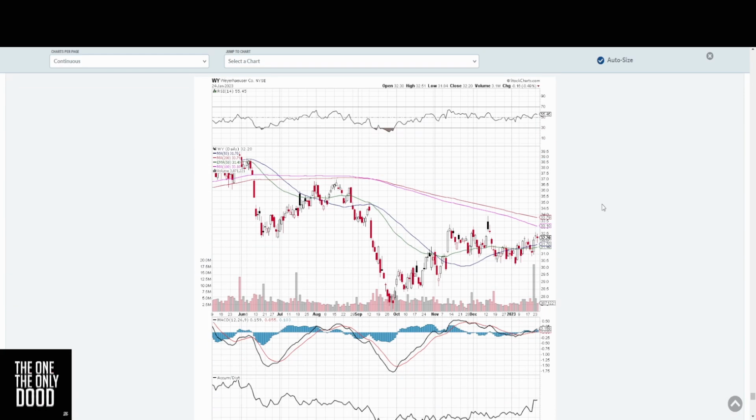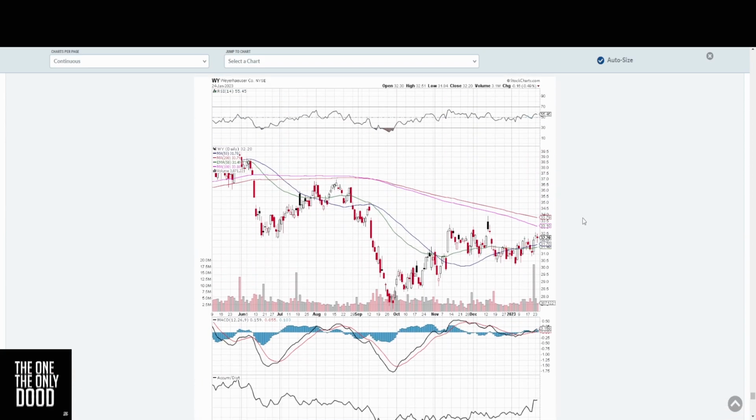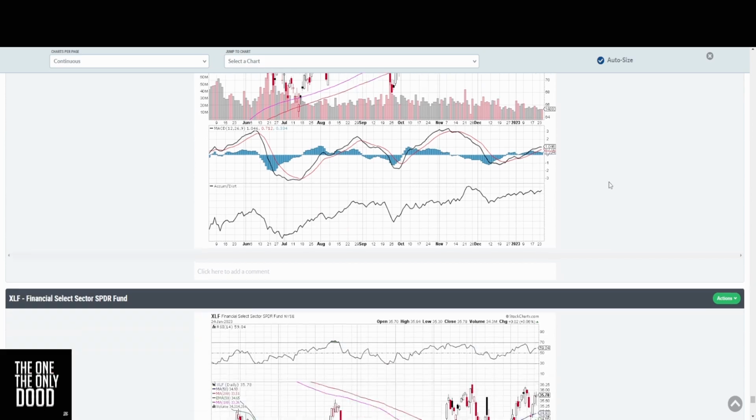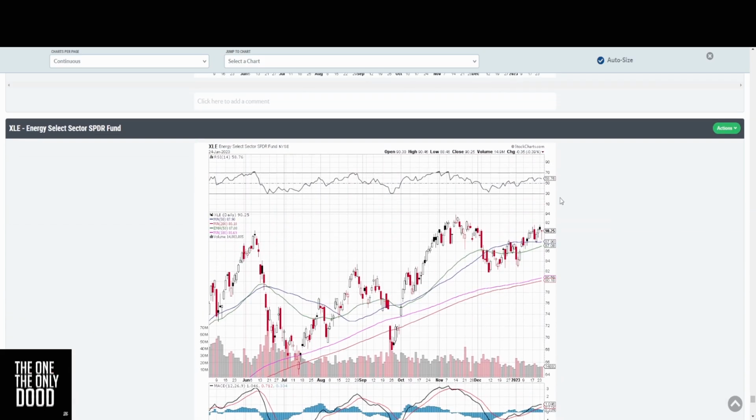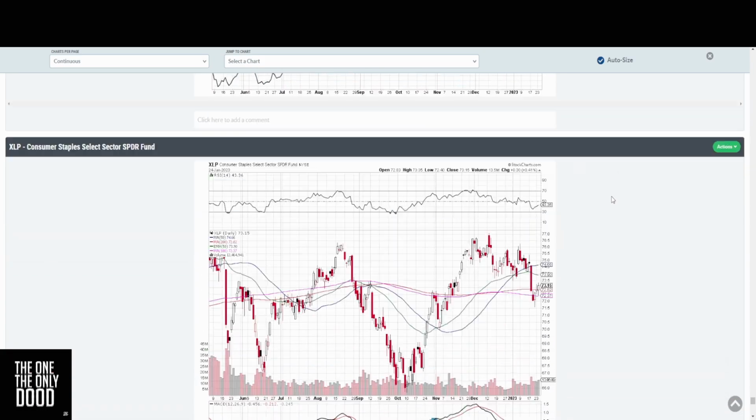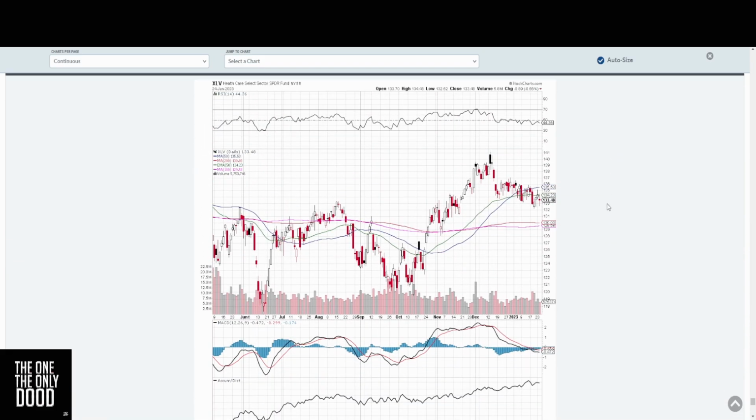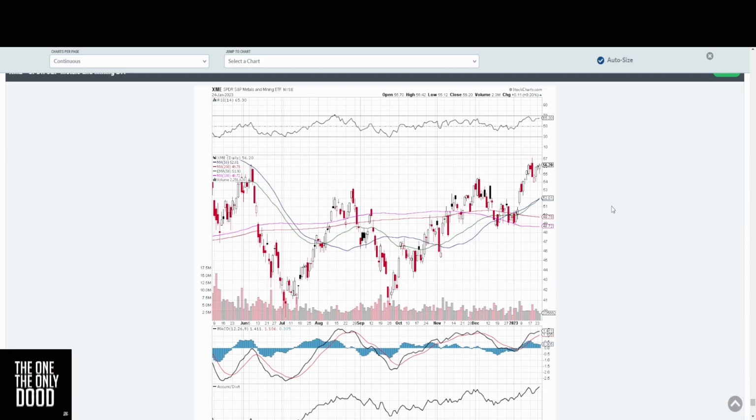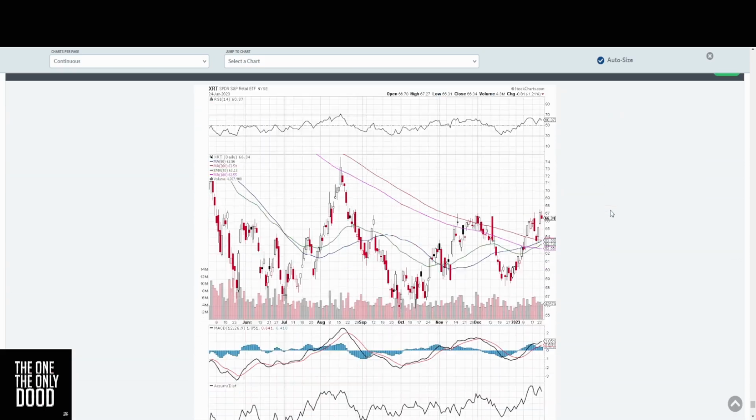Yeah. Let's see here. XLE looks bullish. Matches with XLV2. The similarities, let's see.